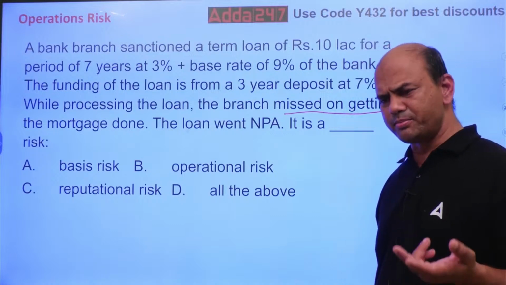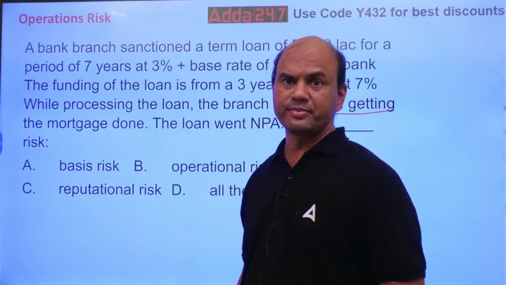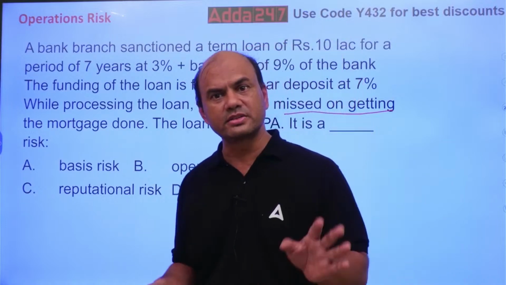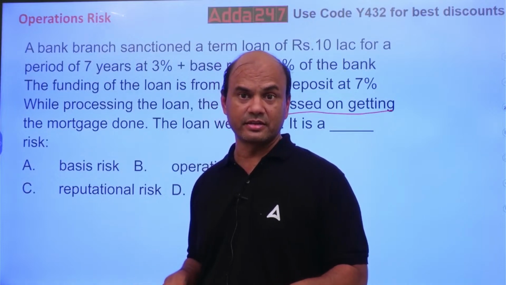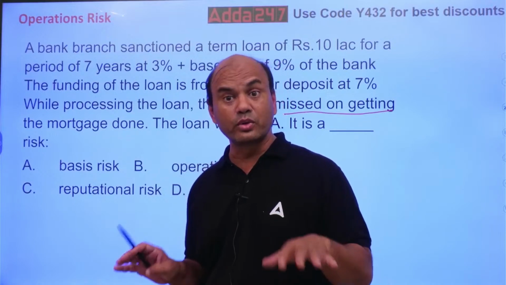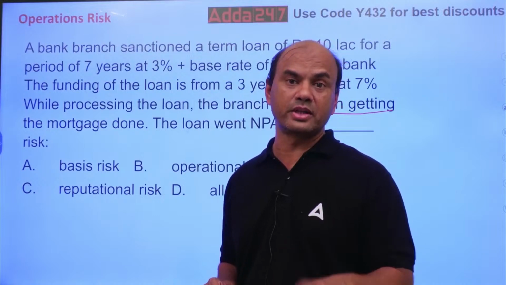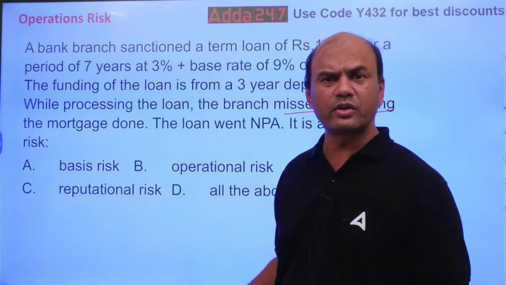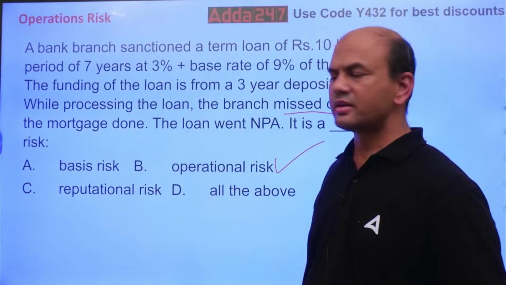You'll say, how can the bank miss on getting the mortgage before giving the loan? It happens. There are many cooperative banks who don't even mortgage. I have seen it personally, right now, this year, it's not some old age of 1990 or 2000. Today, there are many banks who miss out on taking the mortgages. This is what type of risk? The loan has gone into NPA. So this is basically your ops risk, isn't it?